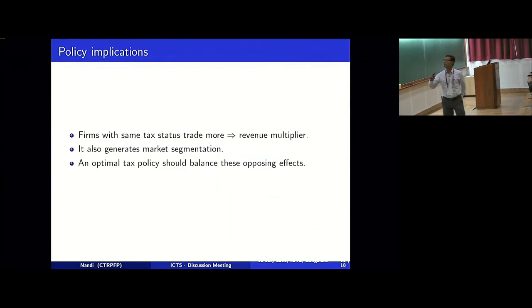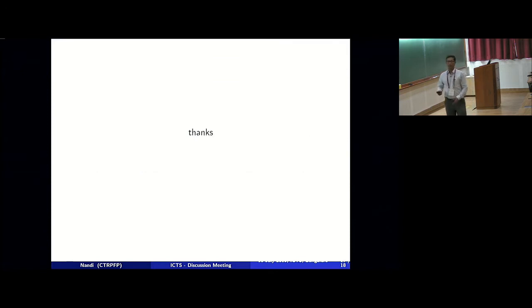So that's my conclusion: firms with the same tax status trade more, which can generate a multiplier, a very good thing. But it also generates market segmentation. What I mean by that is that tax-paying firms will trade among themselves and non-tax-paying firms will trade among themselves. So there is likely to be less interface between these two groups, which will generate a segmentation. So for an optimal tax policy, these two opposing effects need to be rightly balanced. Okay. That's all. Thank you.